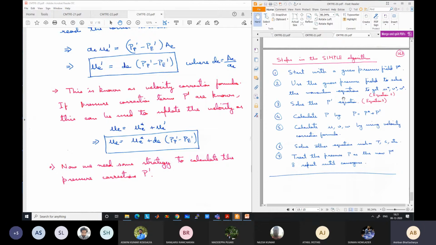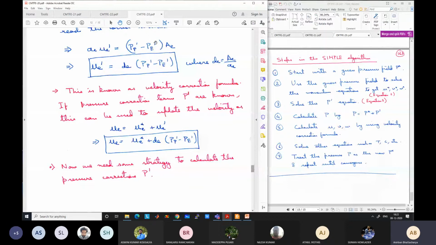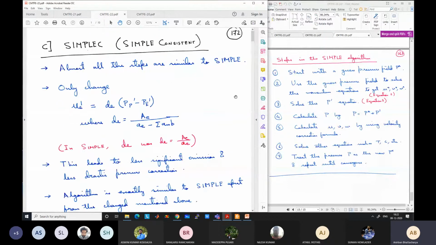Okay, I am not going into the details. You can go through it again. I have gone through the details because it is related to our simplex algorithm, which we are going to study today. SIMPLER is also related to SIMPLE, meaning all of them are based on SIMPLE. So with this background, let us move on to the next method, which is known as SIMPLEX.